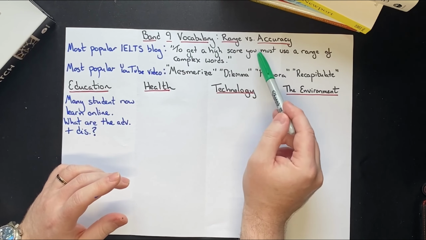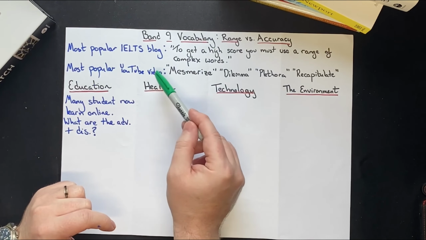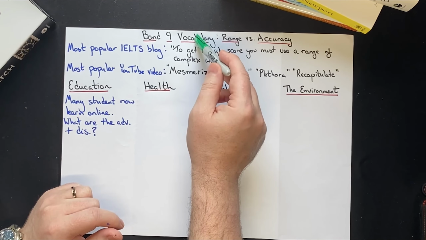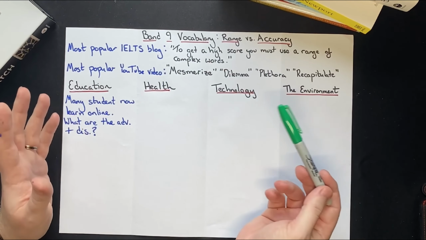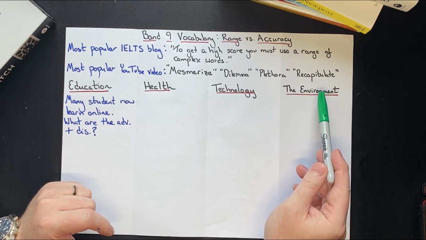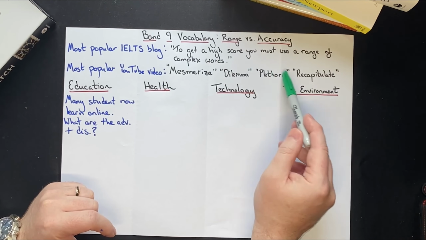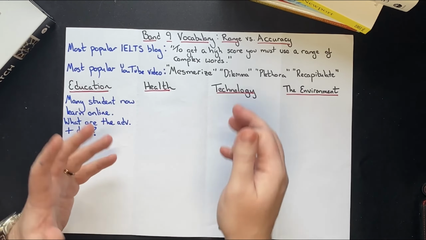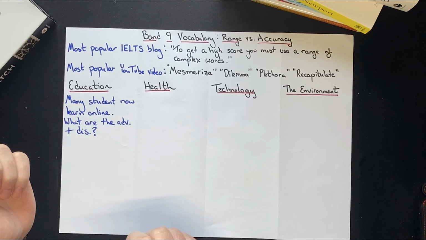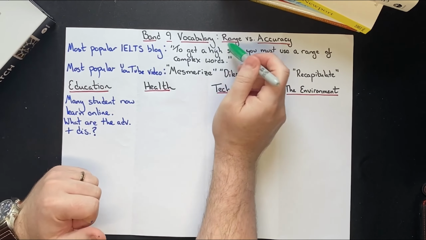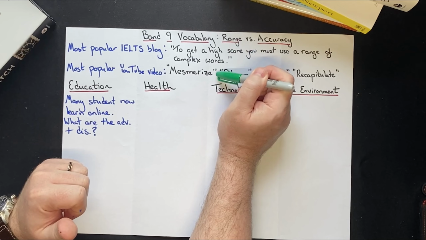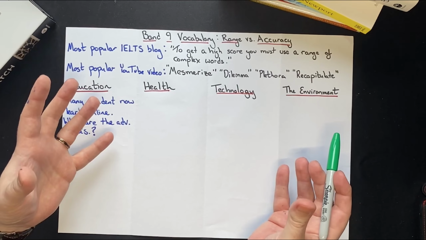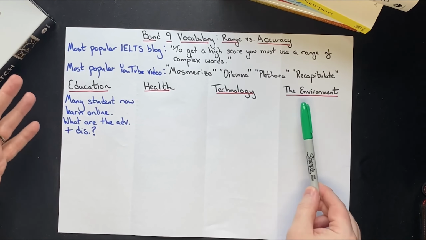And what this kind of advice does is it spawns stuff like this. So if you go onto YouTube and you look at the most popular YouTube video on vocabulary, this video has millions and millions of views. What they tell you is all you have to do is memorize words like this: mesmerize, dilemma, plethora, recapitulate. Insert those into your essay and you will magically get a high score. This is not what range means. And if your teacher is teaching you that, then they simply do not understand the official marking criteria that the examiners use. So what do we do instead?